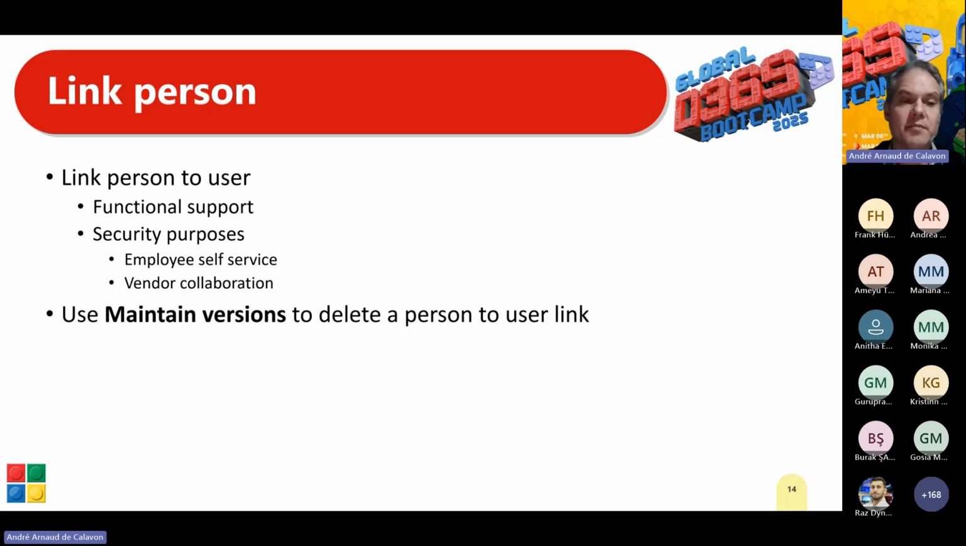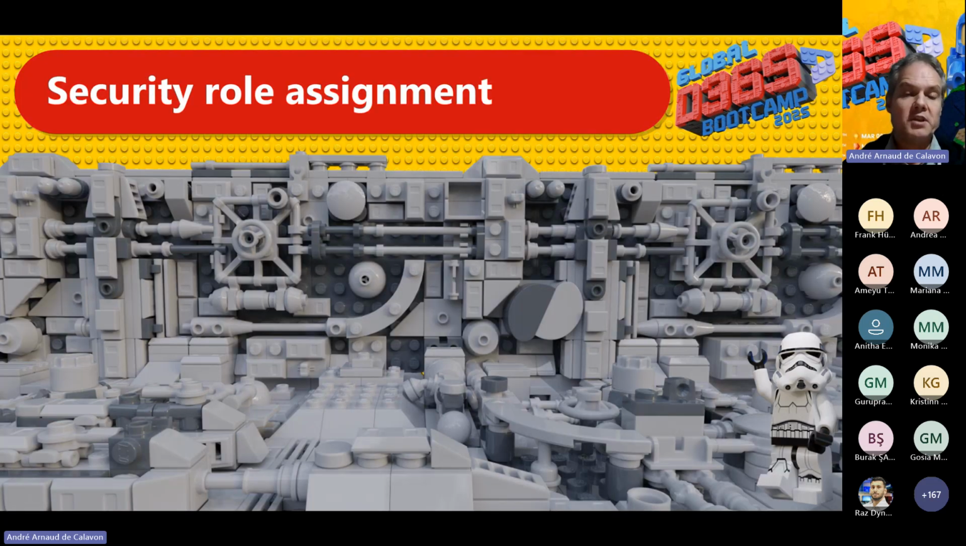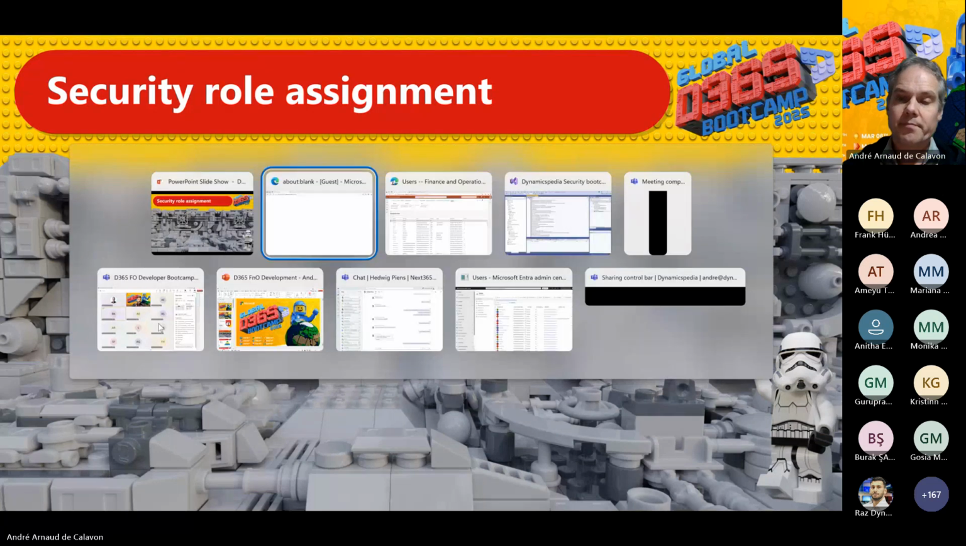In case you made a mistake, there's an option with a menu item called maintain versions, where you can delete a person link and then link the correct person again. It's a bit misleading name, but maintain versions is the way how to edit the linked person to a user. So let's first go into a demo before going to security role assignments.